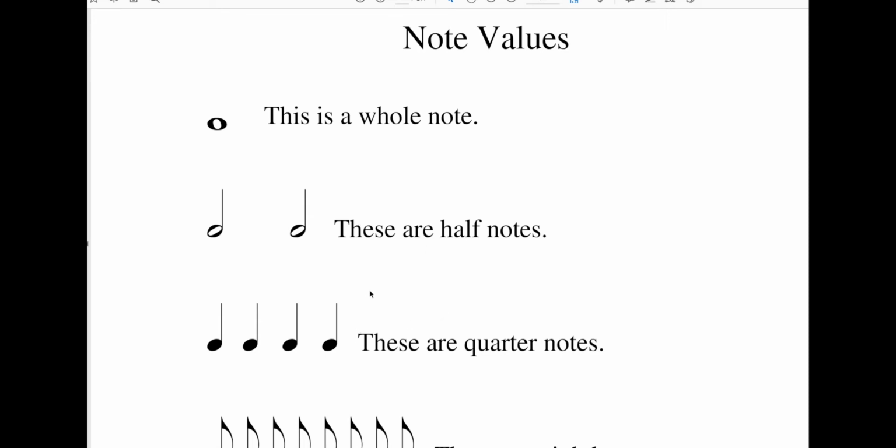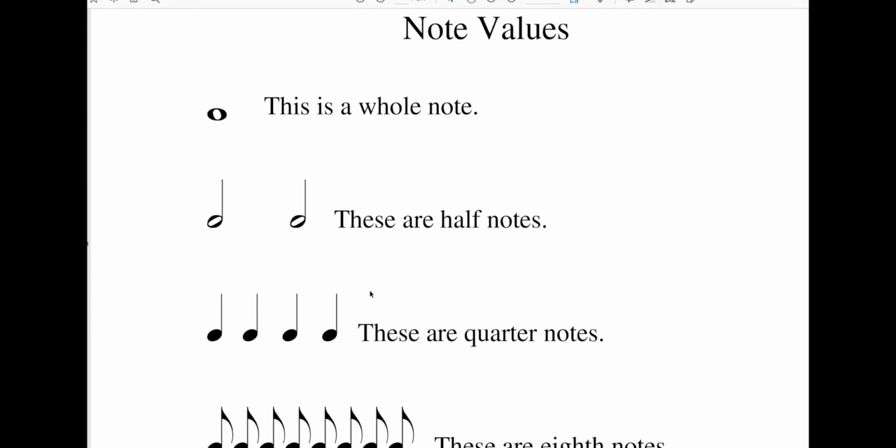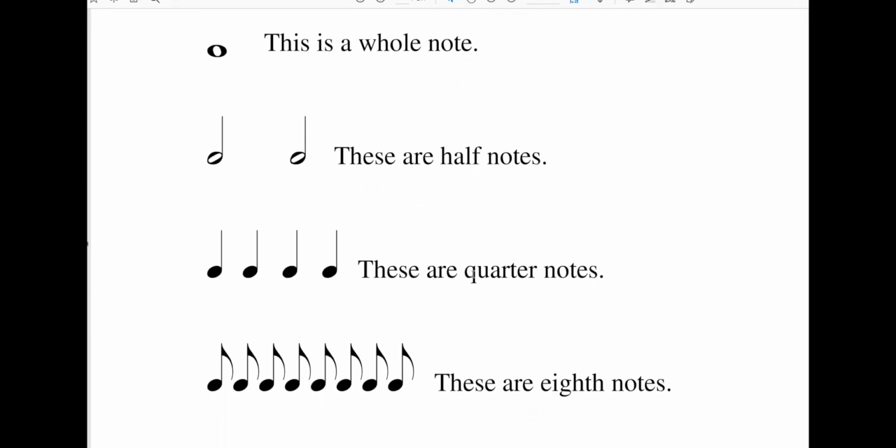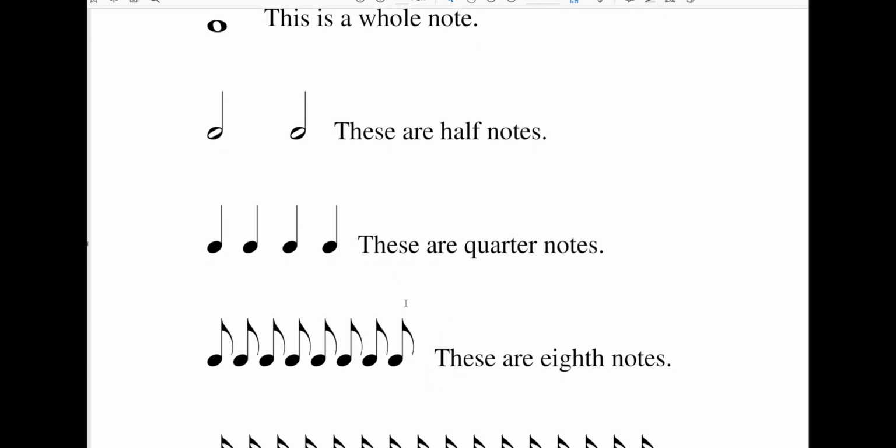But the problem is it's not always true. But just stick with me for a little bit on this, and I think it'll make sense to you. All right, then we go down to the next note value. If we divide the quarter in half, we could say there are two eighth notes. These are eighth notes right here in the same amount of time as a quarter note.